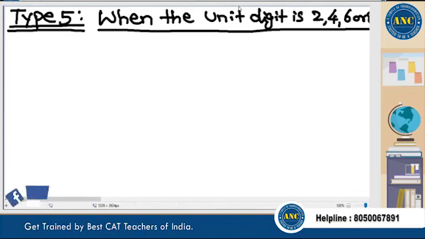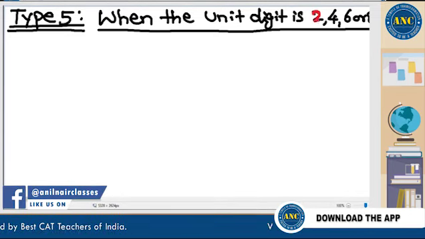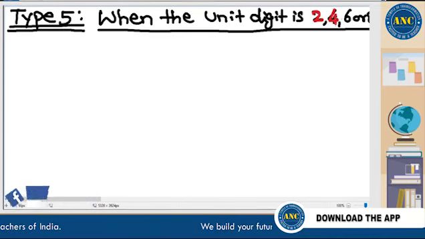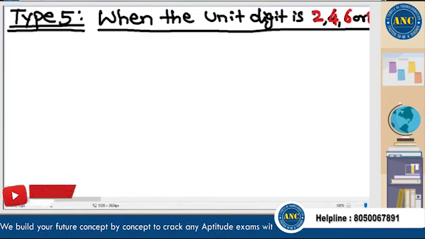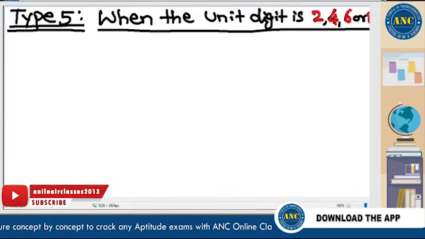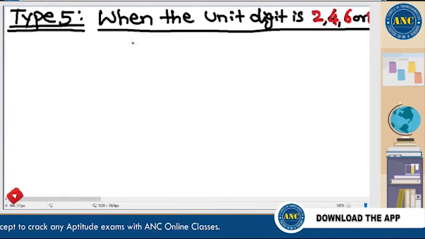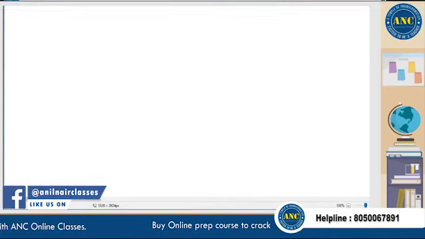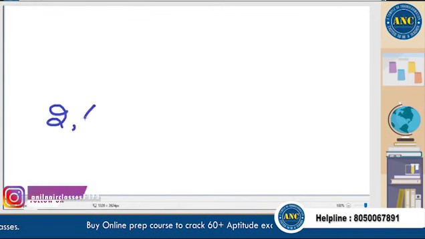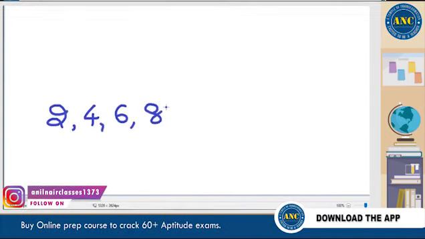Now see here. 2 can be written as 2 into 1. 4 is 2 into 2, 6 is 2 into 3, 8 is 2 into 4. All these 4 numbers are multiples of 2, right? That is nothing but even numbers anyway, right? Now listen carefully, sir. There are 4 people. Those 4 people are 2, 4, 6 or 8, right? These are the 4 people.